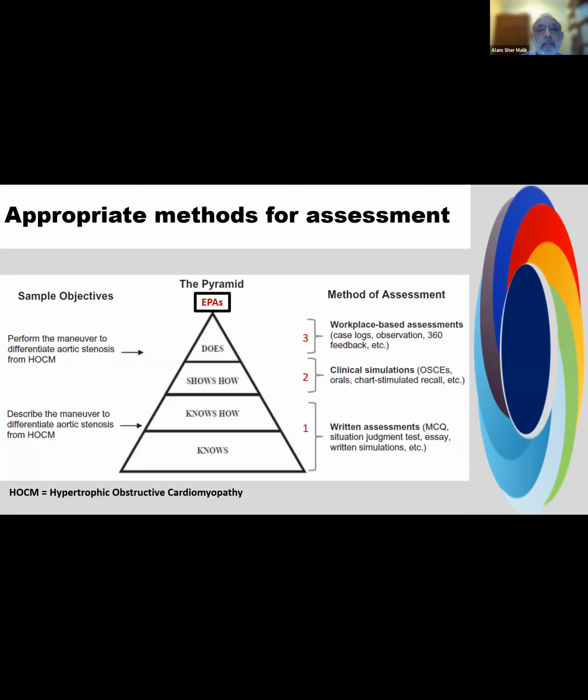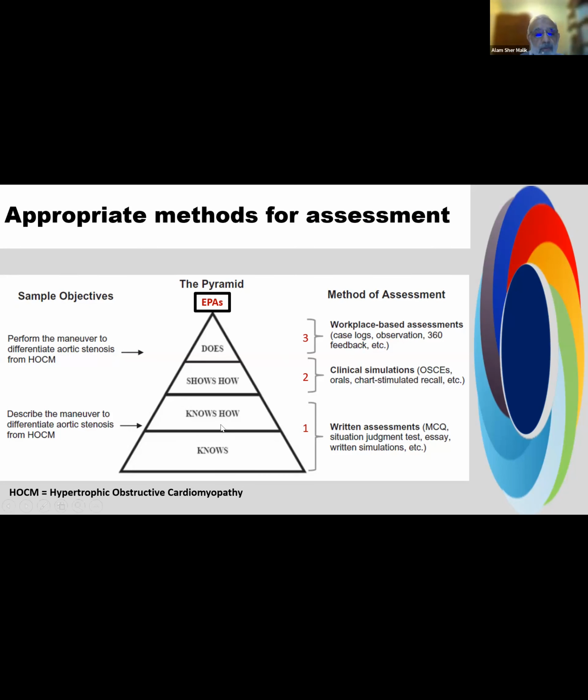So the next concept which we want to look at is the appropriate method of assessment. Although I have mentioned a little bit in the constructive alignment, it goes further.